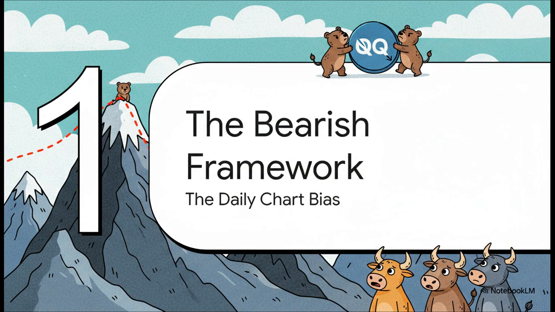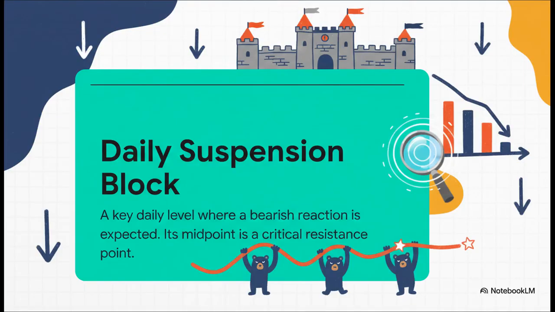Okay, so let's start with the foundation. Every single high-probability trade you'll ever take starts with a clear thesis on a higher time frame. It just has to. Without it, let's be honest, you're just gambling. For this specific trade, our entire bearish idea was anchored to one specific level on the daily chart. And the whole trade really hinges on this one concept, the daily suspension block. Just think of it as a well-defined zone where we're expecting some major selling pressure to show up.